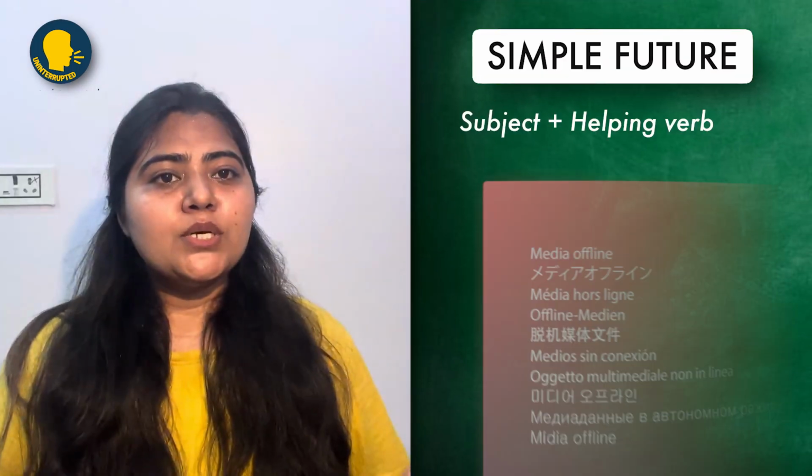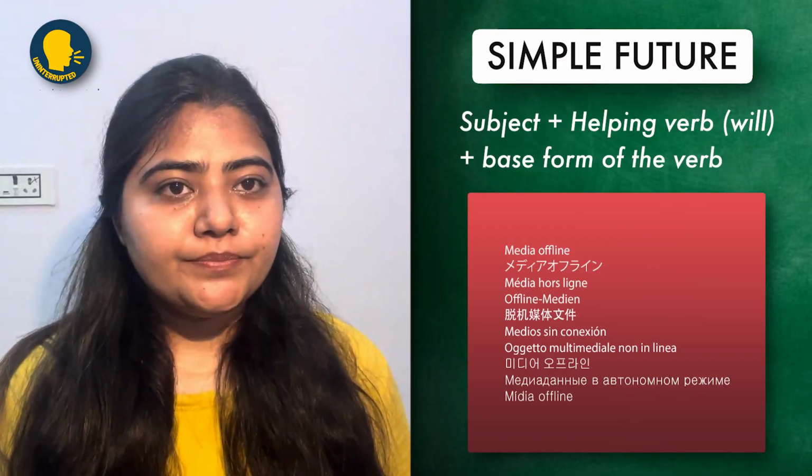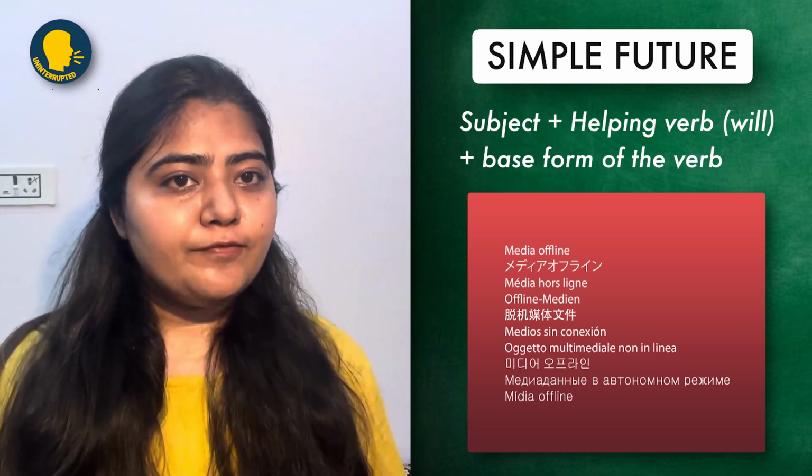Future is always imaginary because it has not happened yet. I'm imagining I will go to market tomorrow, but I have not gone to market yet. Tomorrow is not here yet, right? And then when tomorrow comes, that will become present. So future is always imaginary, right? We use will or shall in future. We always use will or shall in future.